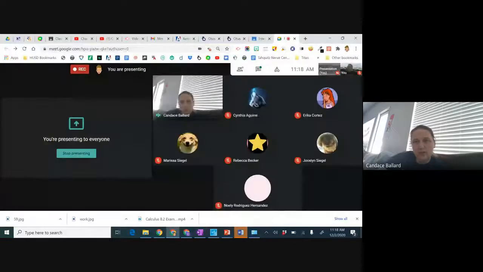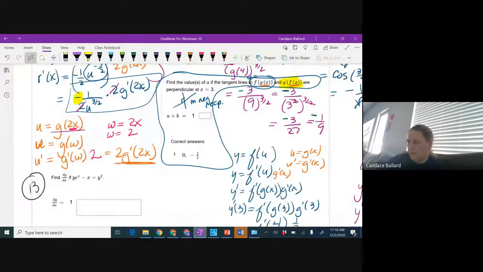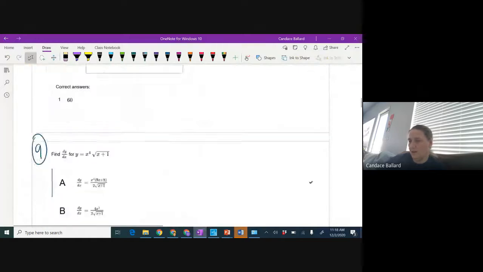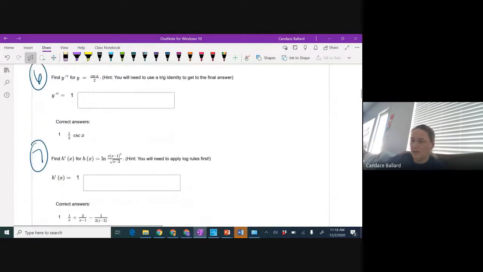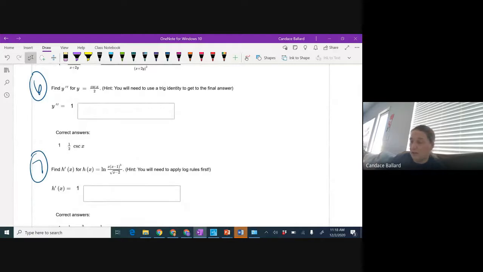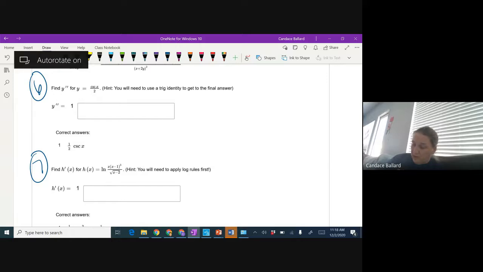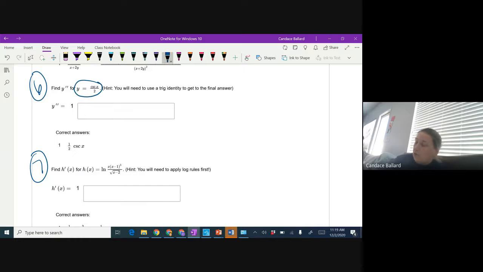Okay, so we're going to start with 6 and 7, which Erica wanted. I know I just grabbed the PDF file, so it looks crazy, and I apologize. We've got to do the second derivative of y equals cosecant x over 2. This is very deceiving in the way that it's written. I would totally rewrite this as y equals 1/2 cosecant x. Hopefully that makes it look a little bit better.